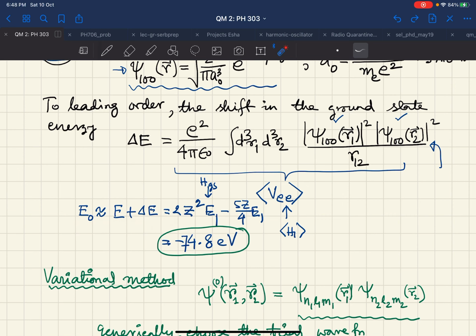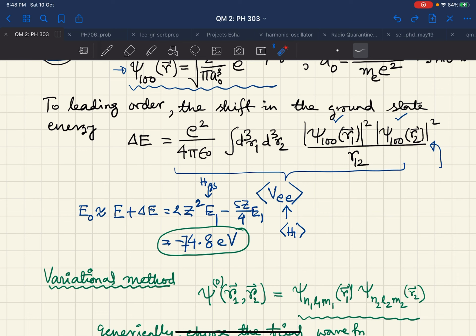E is basically the part which you have calculated without the electron-electron interaction term, and that gave us 8 times E1, which is this 2Z squared times E1. And this also was known, the last calculation that we had done in the previous class, this expectation value of V_ee. So this together gives us the same number, minus 74.8 electron volt. It does not say anything more. So the variational method using the trial wave function that we had chosen gives us the same result as perturbation theory.